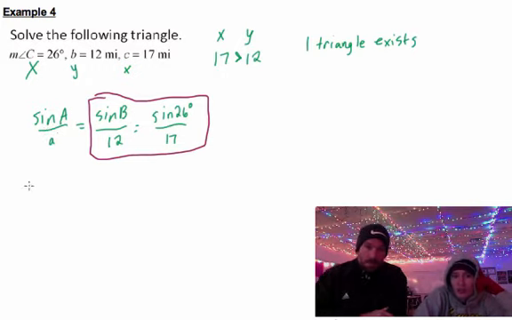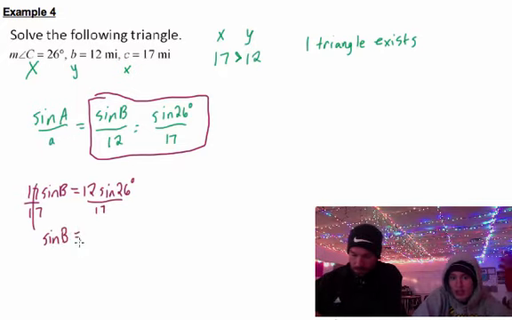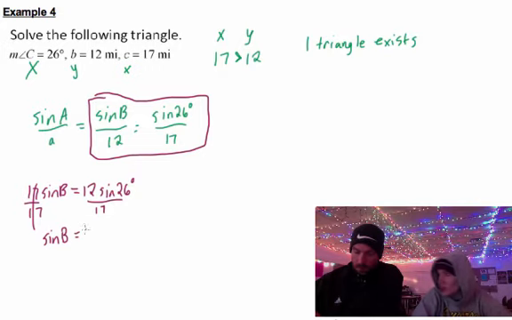If I cross multiply here, 17 sine B equals 12 sine 26. And so we divide both sides by 17 to solve for sine B. Now, how do I get rid of the sine in front of B? I have to take the inverse sine of both sides, which is why sometimes we get two triangles, because inverse sine sometimes has more than one answer. But we already figured out there was only one triangle.